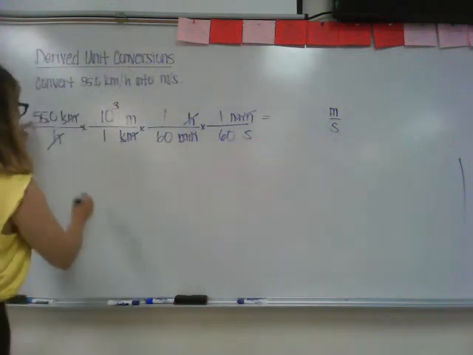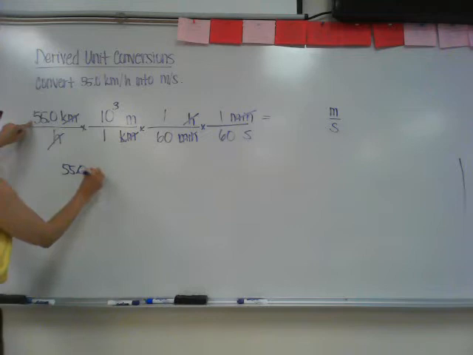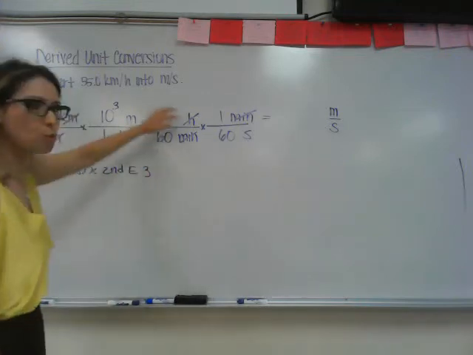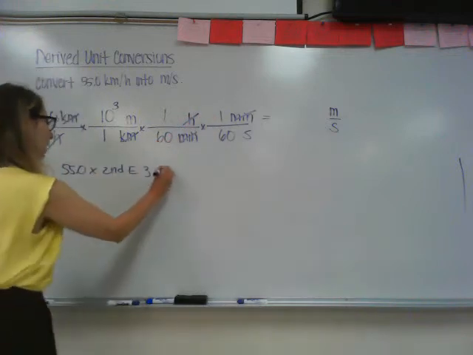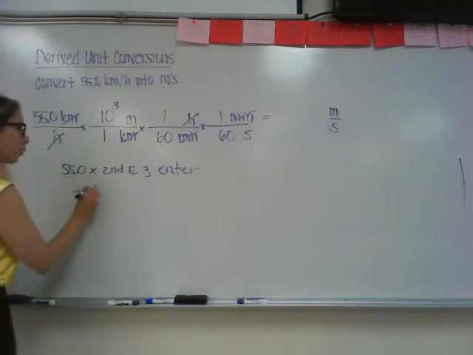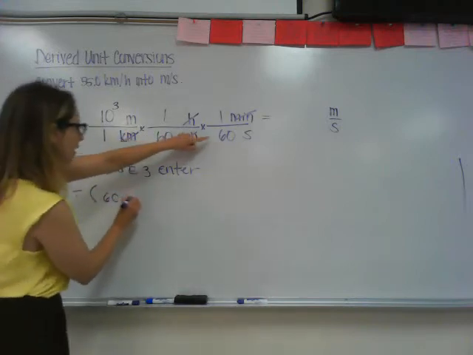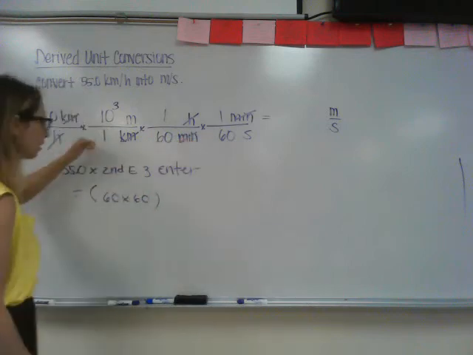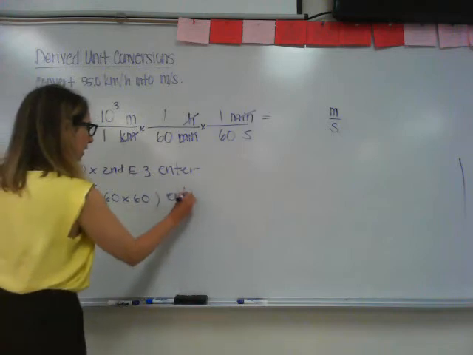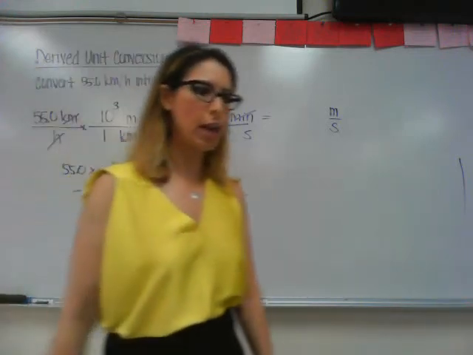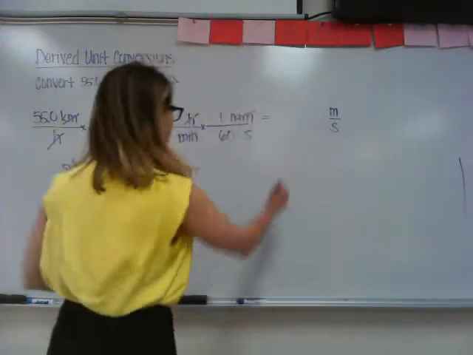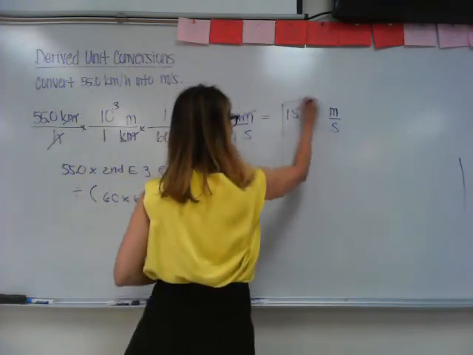So 55.0 times second E3 will give you the numerator result, and then you can hit enter. And then if you just hit divided by parenthesis 60 times 60, you can do 1 times 1 times 60 times 60 if you want, but you don't need to. Close the parenthesis, hit enter, and you're going to end up getting 15.3 meters per second for your result.